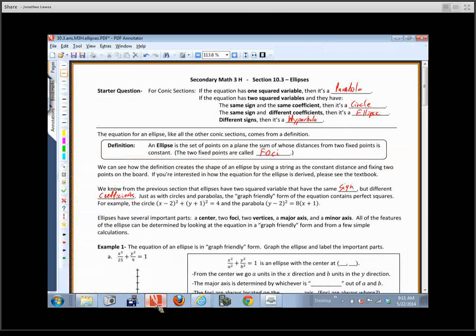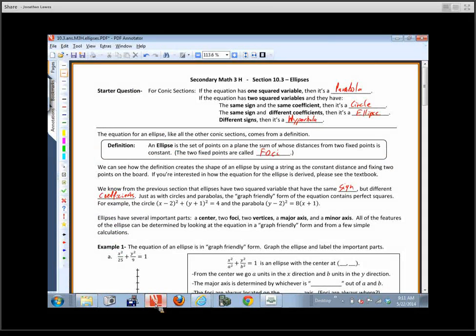Okay, and the graph-friendly form for an ellipse has perfect squares, just like the graph-friendly form for a parabola has perfect squares, and the graph-friendly form for a circle has perfect squares. So you might guess that just like we had to do some completing of the square with circles and with parabolas, we're going to have to do the same type of thing there.